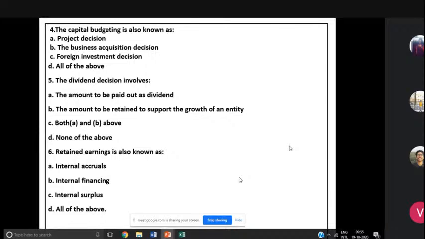Internal accruals is the same as internal financing. Why internal financing? You should expand your business by reinvesting your own profit. The corporate should expand their business by reinvesting their own profit. What is the other terminology for internal financing? Internal surplus. Internal accruals, internal financing, internal surplus, all mean the same. Therefore, all of the above.